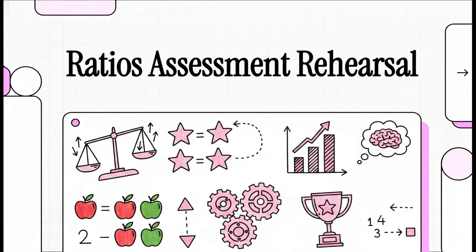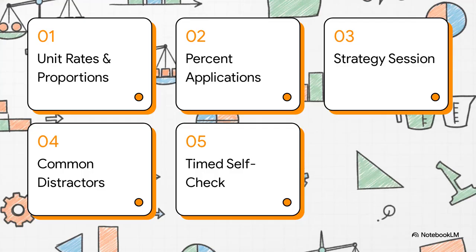Let's get into it. All right, here's the game plan for today's practice scrimmage. First, unit rates and proportions. Second, real-world percent applications. Third, a strategy session for test-taking decisions. Fourth, spotting the common distractor. And finally, a timed self-check.